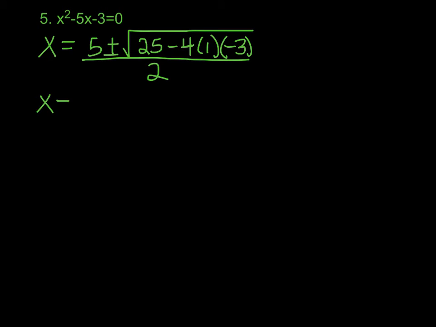So if we keep going, we get x equals 5, plus or minus. Now underneath the square root, I really have 25 plus 12, because I have a negative 4 times a negative 3.